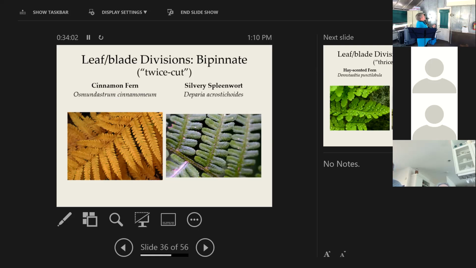And similar, the silvery spleenwort, you have a pinna here divided into pinnules. And notice that the division is at least halfway, if not all the way, to the midvein, to the midrib. Notice with these two ferns too, because they can look kind of alike, notice that the cinnamon fern almost has a little pointed pinnule, almost comes to a point, whereas the silvery spleenwort has a squarish tip and doesn't form a point.